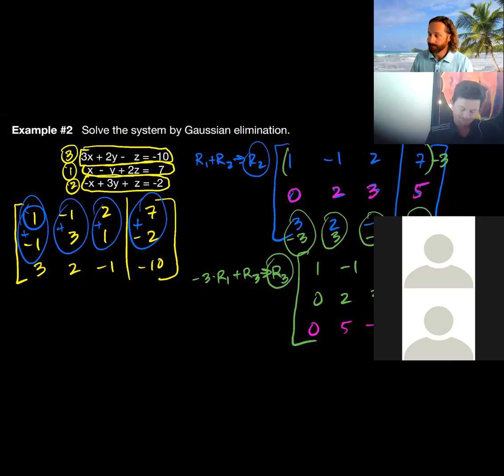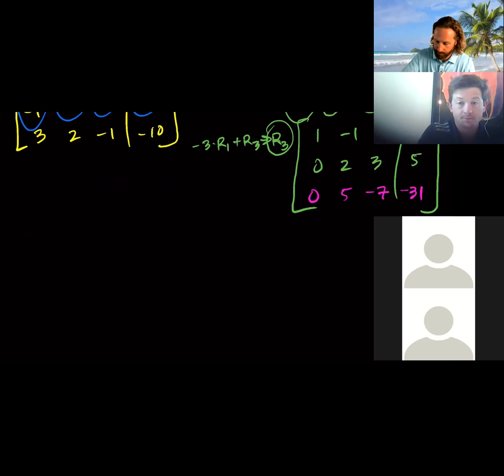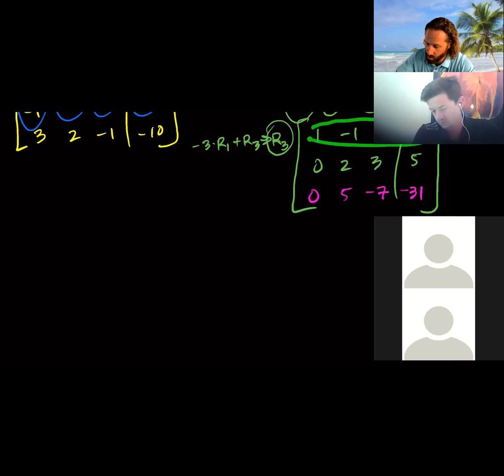Again, we got our row 1 and then zeros underneath. Now I need the next row to be a 1. I need that column to be 1s and everything underneath zeros. So unfortunately, what's the only thing I can do to that to get it to be a 0? A 1? Row 2 plus row 1.